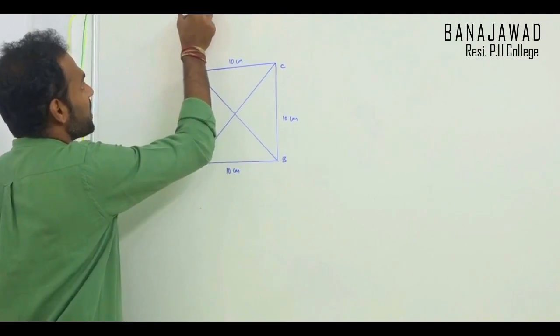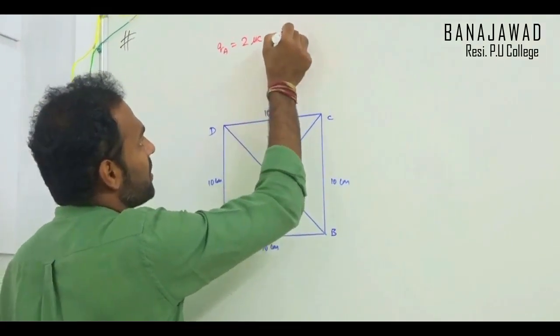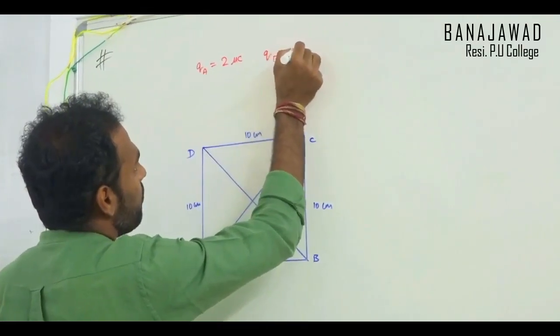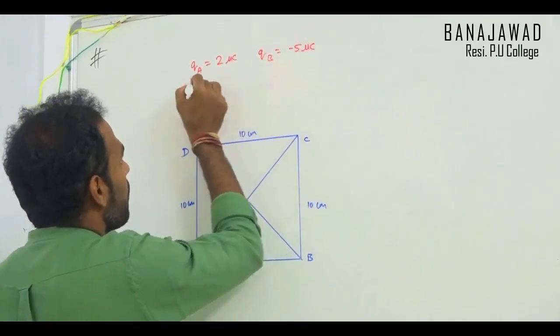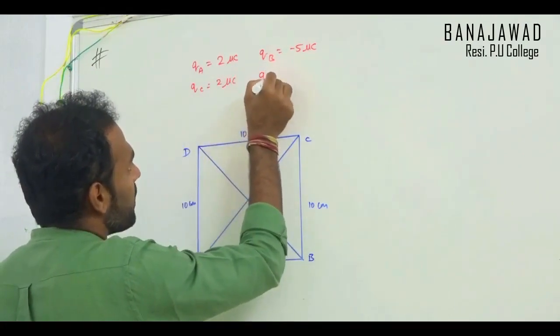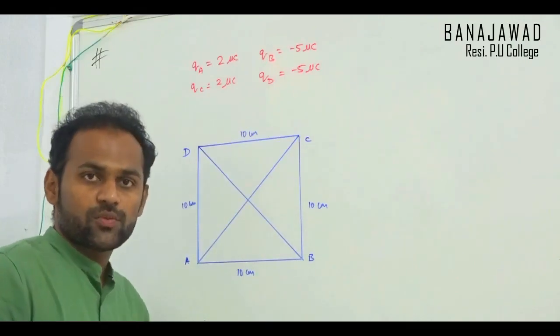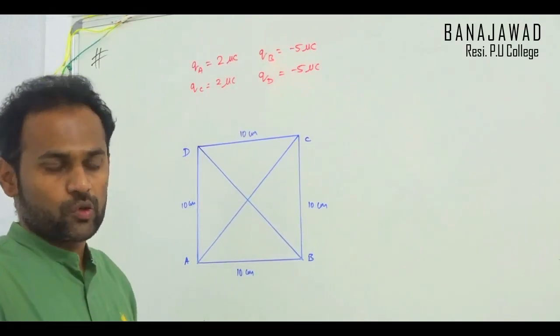First one is placed at A, that is 2 microcoulomb. Another one is placed at B, that is minus 5 microcoulomb. Third one is placed at C, that is also plus 2 microcoulomb. And at D, this is also minus 5 microcoulomb. So these are the 4 charges placed at the 4 vertices of a square.